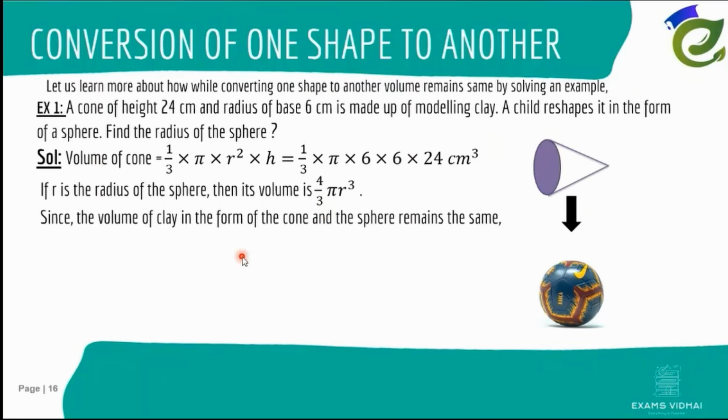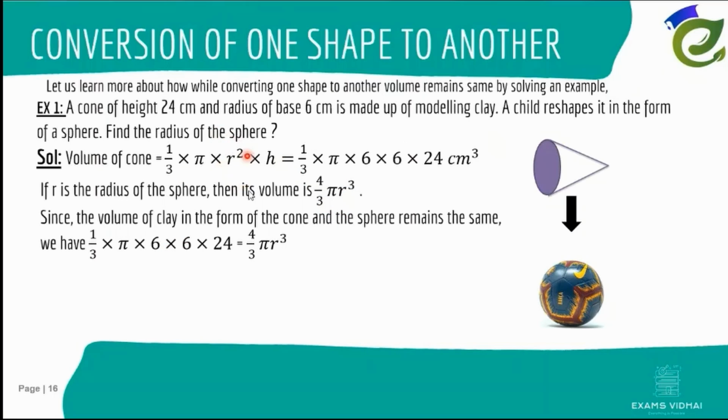Since the clay used is the same, the volume remains the same. So the volume taken from the cone, the same volume is used in the sphere. So volume is remaining the same, so volume can be equated. So 1 by 3 pi r square h equals 4 by 3 pi r cube.